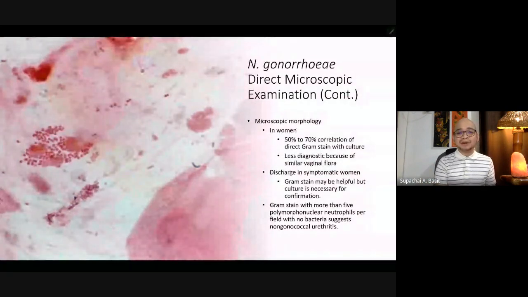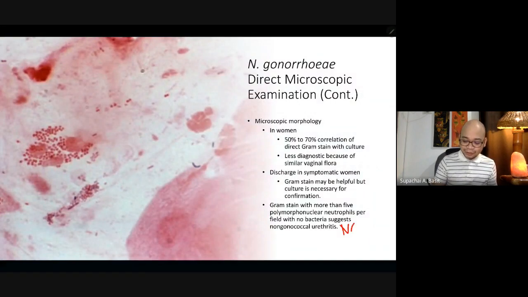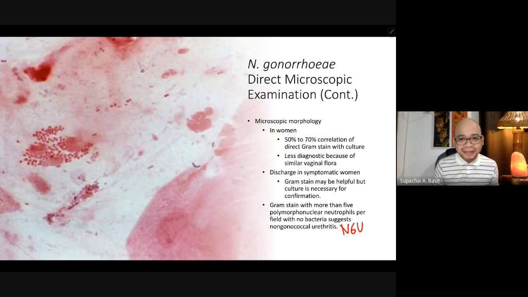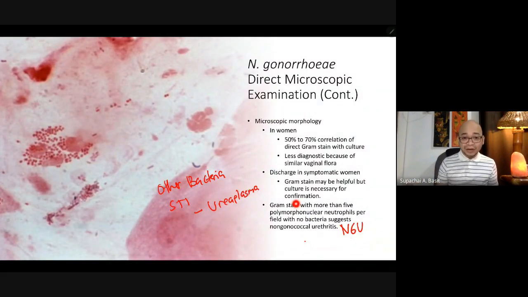Gram stain with more than 5 neutrophils per field with no bacteria suggests non-gonococcal urethritis, or NGU. What is NGU? When you say non-gonococcal urethritis, these are other bacteria that can cause sexually transmitted infection, such as Ureaplasma, which causes non-gonococcal urethritis, or even Haemophilus ducreyi.